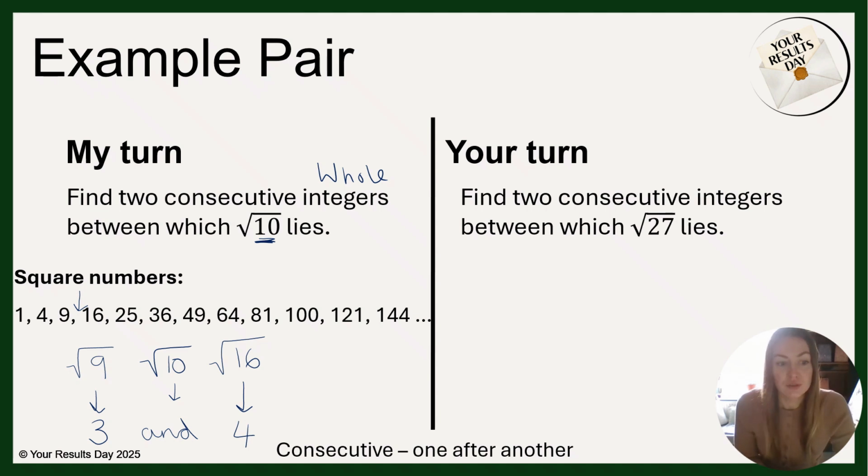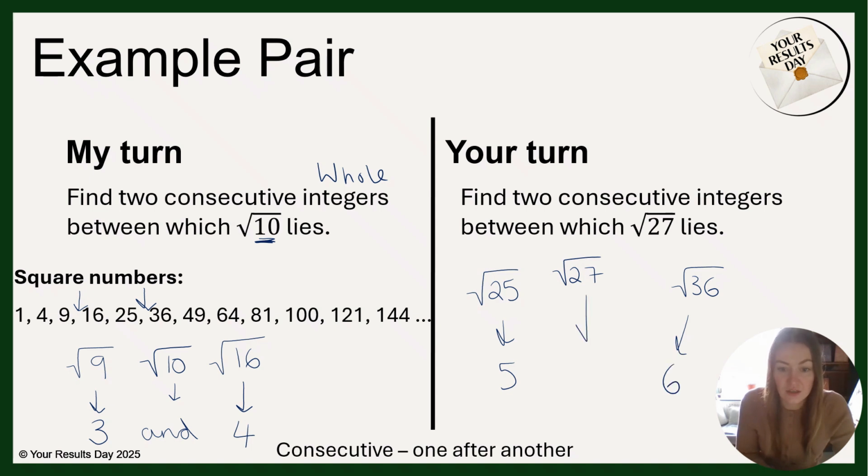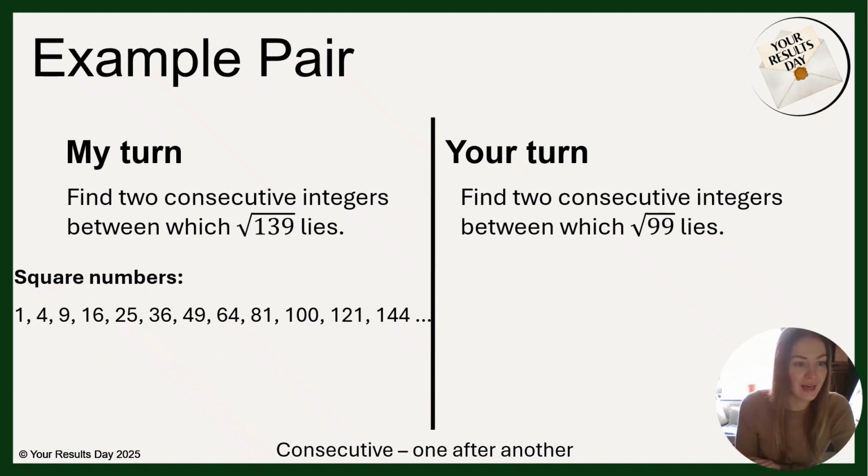This time you're looking at root 27, so we need to look at our square numbers and decide where 27 lies. And if I go back over here, hopefully you can see it's between 25 and 36. So there's the square root of 25, the square root of 36, and root 27 lies somewhere between those. The square root of 25 is 5 and the square root of 36 is 6. So our root 27 lies somewhere between the whole numbers 5 and 6. On to our next pair.